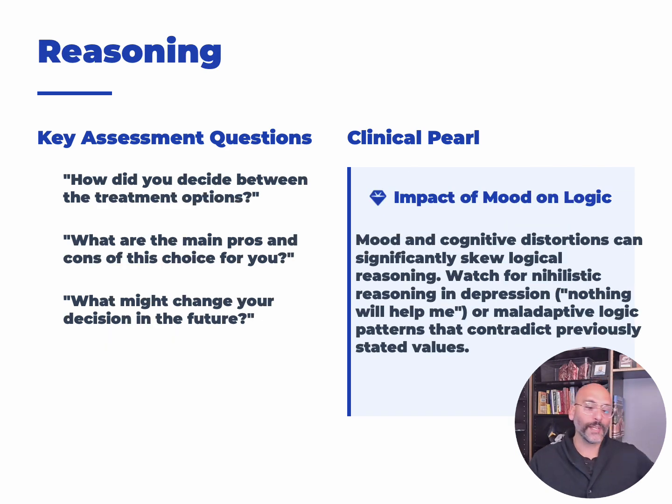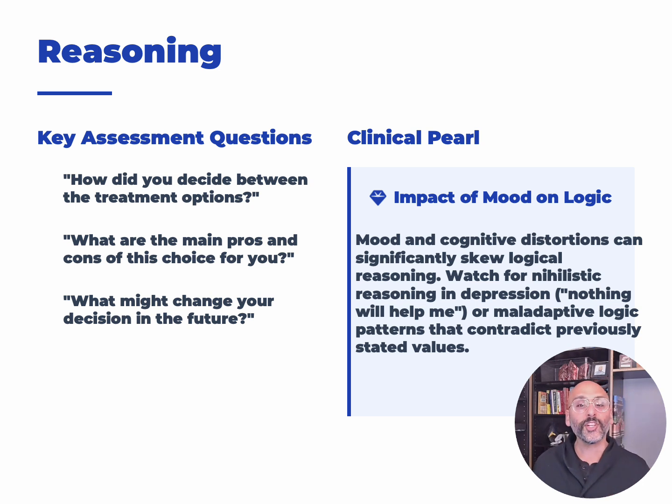Now, let's get to reasoning. The question here is, how did you decide between the options? What are the main pros and cons for you? What needs to change in order to affect your decision? You're looking for logic that's consistent with their values, not whether they agree with the decision that you would like them to make or not.